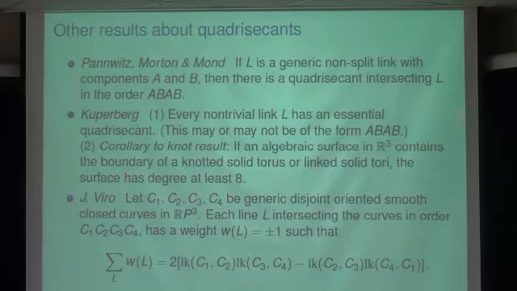Julia looked at closed curves, and she's assigning a weight plus or minus 1 to these lines, and she's relating it to the linking number of those curves. And she has results. She has a whole bunch of these results. I only wrote down one. Some of them are to do with knots, and some of them are with links. And this idea of assigning a weight and relating it to the linking number is a common theme when people look at quadrisecants and how you count them.